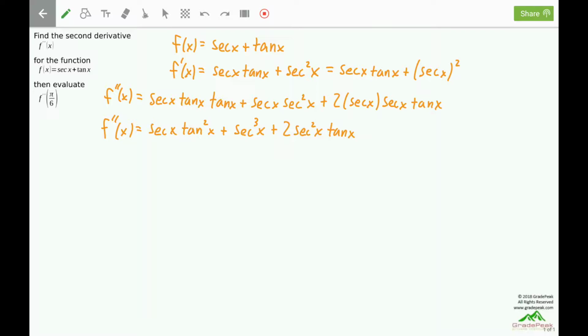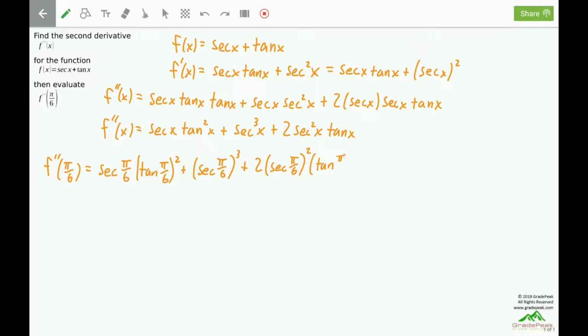Now we want to evaluate f double prime of pi over 6. That just means to plug pi over 6 in for each of the x's. That will give us a secant of pi over 6 times a tangent of pi over 6 and then squared. Remember that means to work out the tangent first and then square it, plus a secant of pi over 6 cubed plus a 2 times the secant of pi over 6 squared times a tangent of pi over 6.